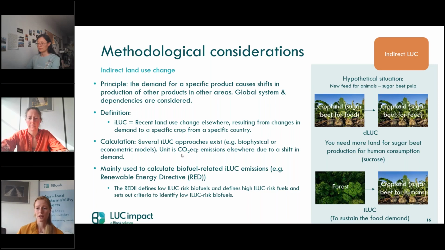So we have a small example here on the right, which also is sort of related to it. So for example, if you would start using sugar beet pulp for animal feed, but it would also hold if you would use it for fuel, you would first have a direct land use change, a conversion from cropland used for food to cropland used for feed or used for fuel. But that induces in the end more land demand, because in the end, humans also need food. So there will probably be indirect land use change, for example, from forest to new croplands, which can still meet this demand for food for humans.